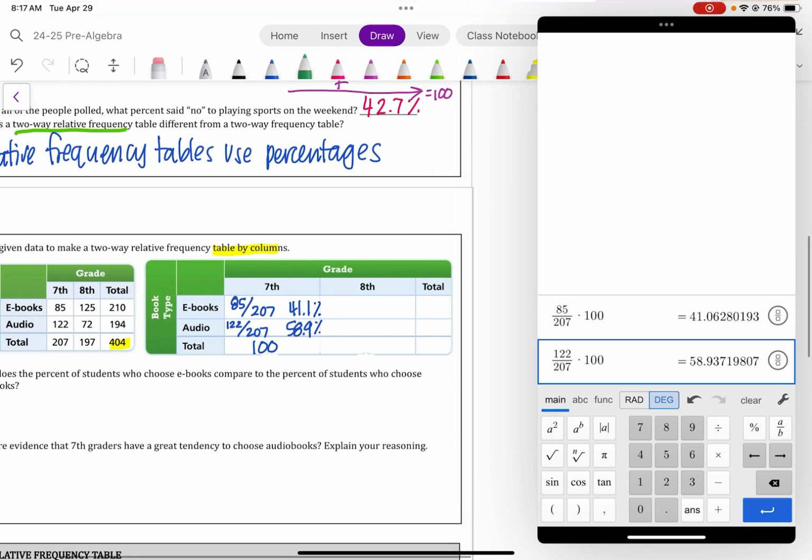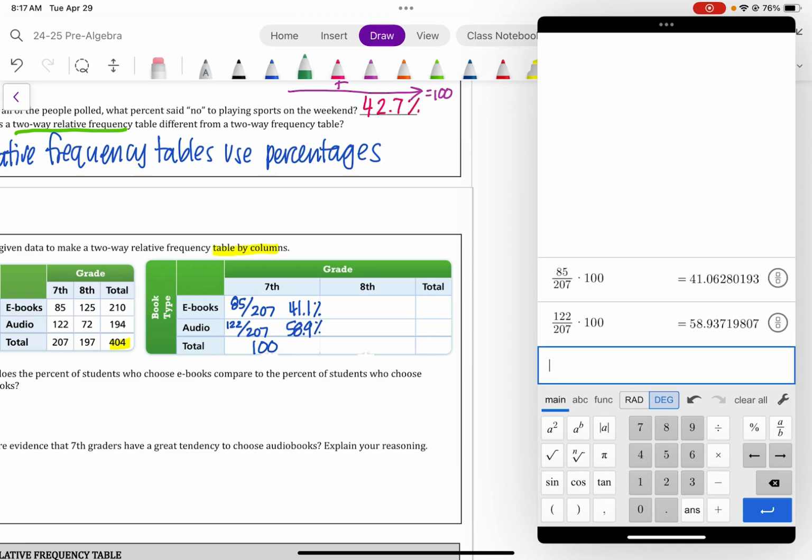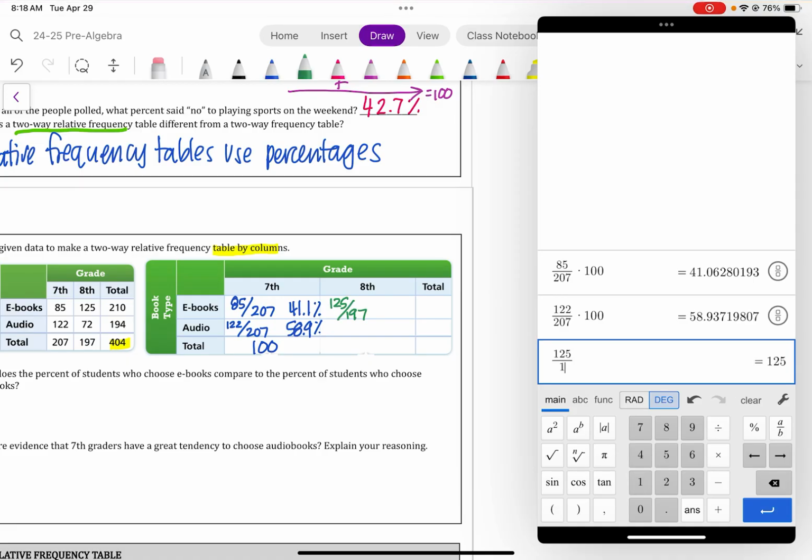There were 197 8th graders. So we're going to take that 125 and divide it by 197. And multiply that amount by 100. So that's 63.5%.